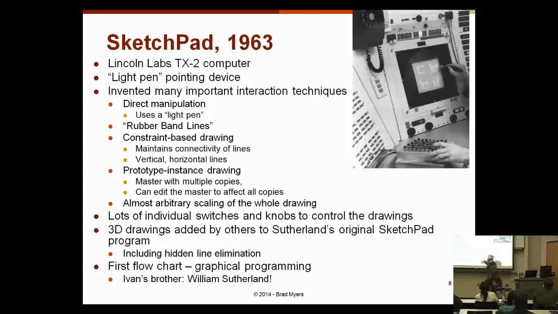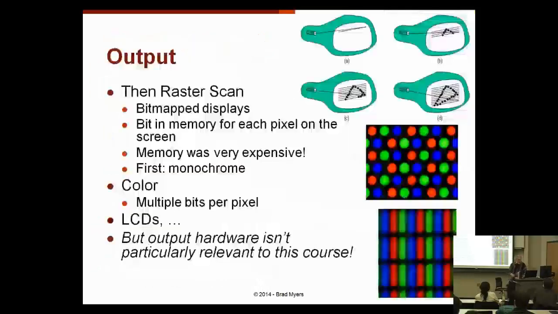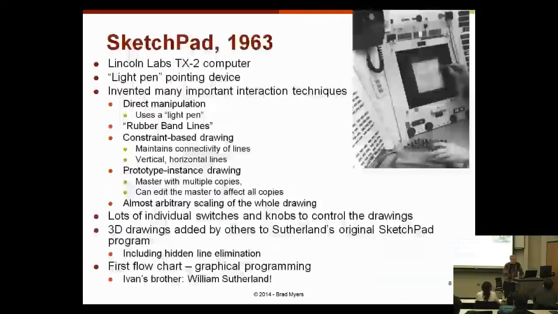And actually, the flow chart that they showed at the end, the graphical programming, was done by Ivan's little brother, William, who also went to MIT and got his PhD thesis doing the first graphical programming on the screen. So, incredibly influential system. When I was in school, we were still using these kinds of displays. They were called vector displays because they were drawing lines, basically drawing vectors. And it was really the only way to have dynamic graphics at the time.